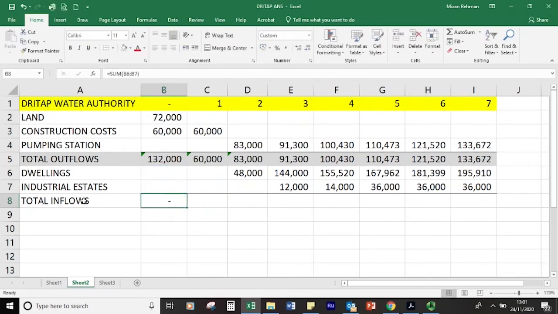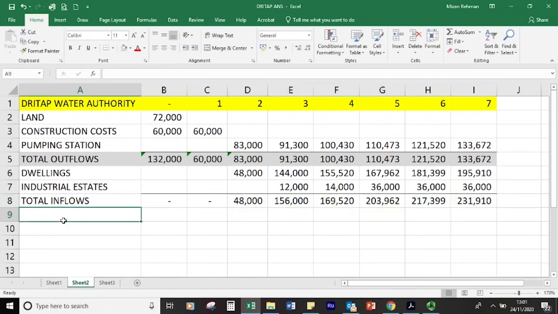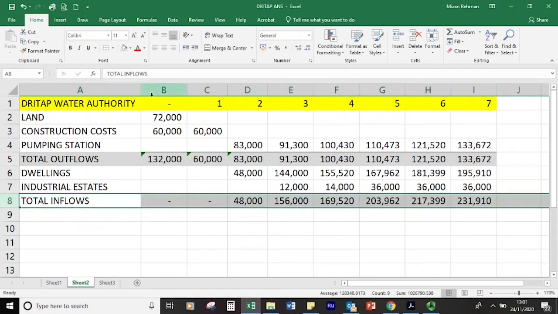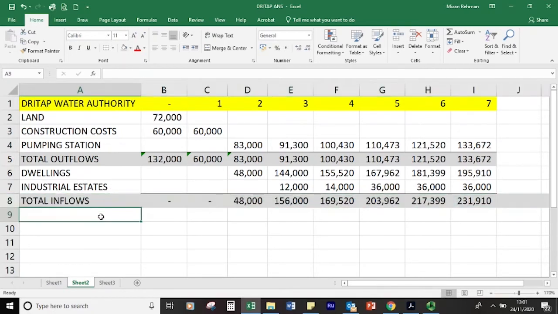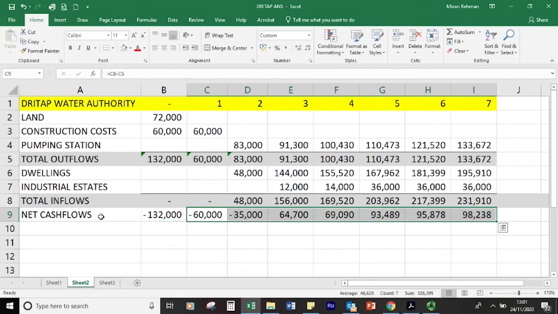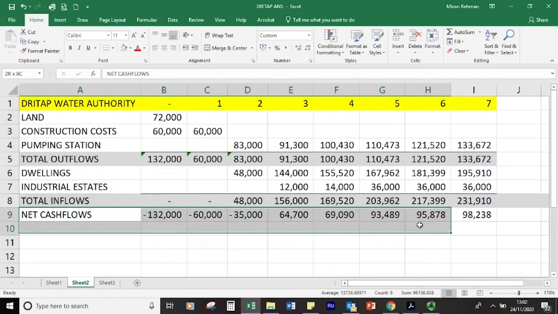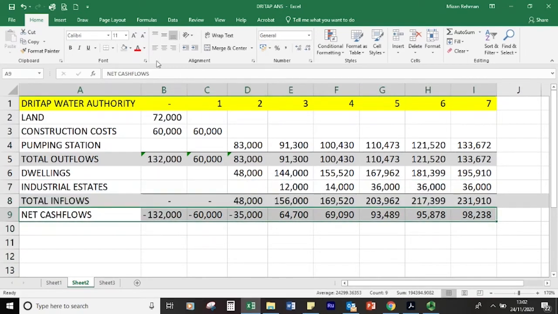We haven't got many columns here. Control C, enter, and net cash flows. So let's gray it out as well. And now we have net cash flows. So this would mean total inflows minus total outflows. Copying the formula, so we get total inflows and total outflows. Let's give it a nice color because this is an important figure.